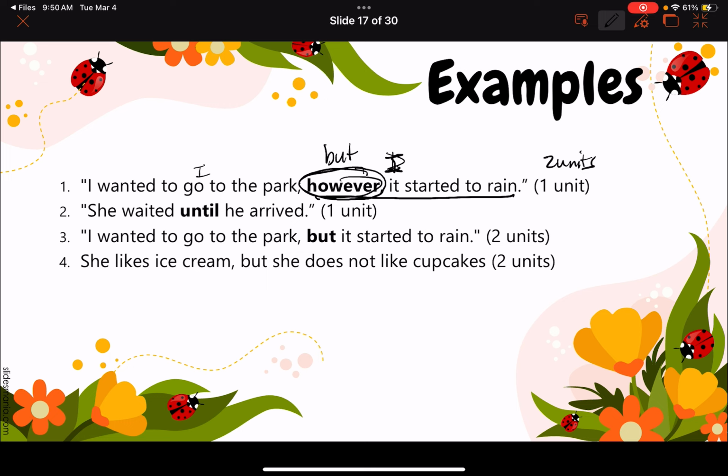that doesn't count. Okay, she waited until he arrived. That's 1 unit. I wanted to go to the park, but it started to rain. Here we go.